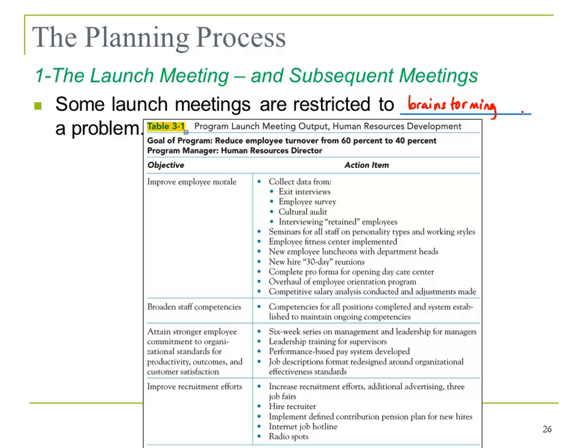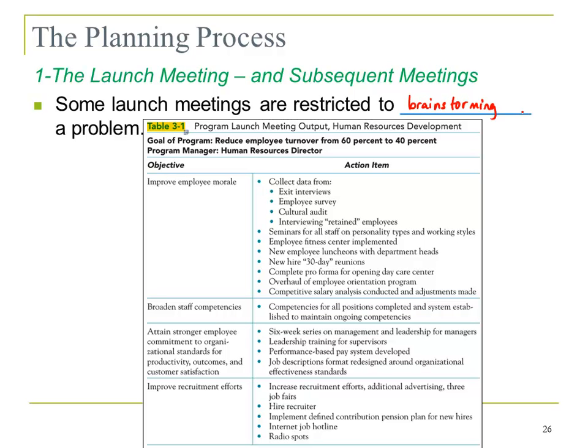For example, here I have a program launch meeting output for a human resource development program. The goal of the program was to reduce the employee turnover from 60% to 40%. And the program manager was the human resource director. Turnover basically means that you have employees that are not staying at the company. You spend some money training these employees and you want to keep them for a long time so you can make a return on investment. But if you start training these employees and then they start leaving to other companies, that's bad for the company, because you're putting resources into training these people and other companies are taking advantage of those resources.